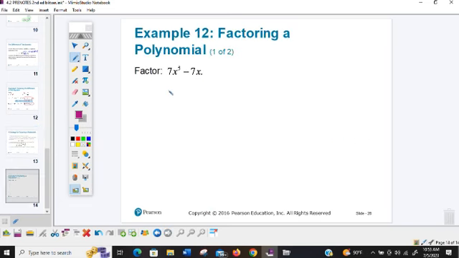All right, step number 1 for this one. What can we take out? Well, the greatest common factor for 7 is a 7. I have 5 x's and 1 x. Okay, I can take 1 out. So I'm going to divide both of these by 7x.